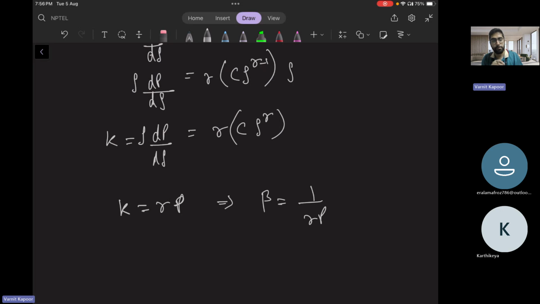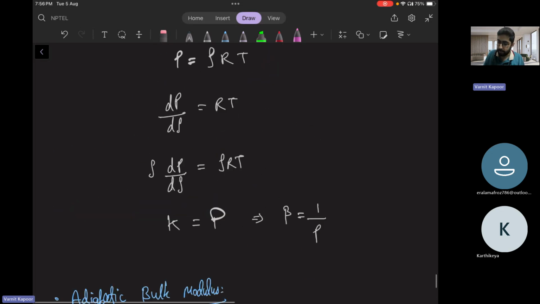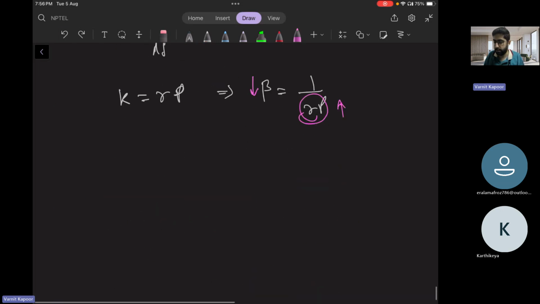Any doubts? No, sir. And if you observe, the compressibility for an adiabatic compression is less than that of an isothermal one. Why? Because the bulk modulus will be a higher value, so compressibility will be less, whereas for isothermal it will be a lower value, so compressibility will be more. All right.